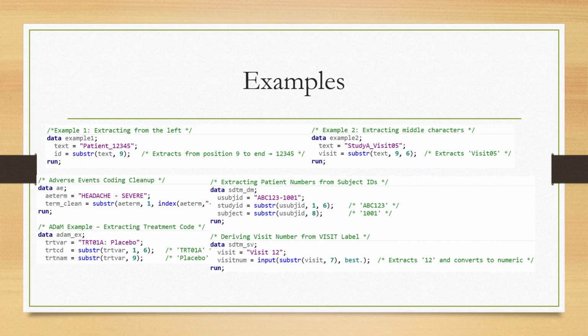And since visit num is a numeric variable in SDTM, we will have to convert the character value to the numeric format. Because of that, we are using the input function with the best dot format here. Using this, we are getting the character value as a result from our substring, which is the value 12, and then converting it to numeric format using the input function and populating that resulting numeric value of 12 in our visit num variable here.